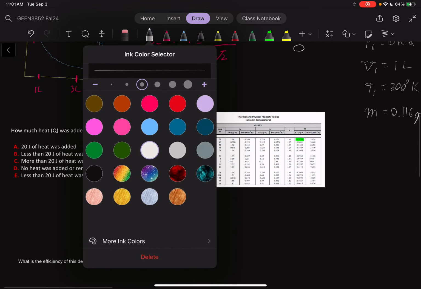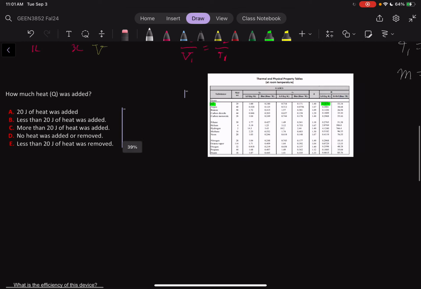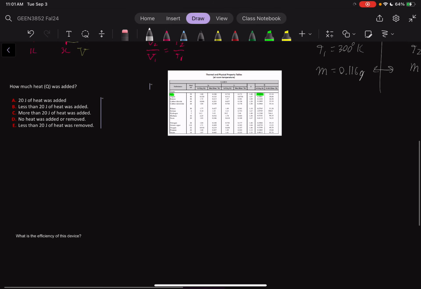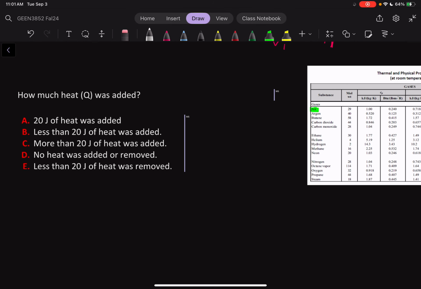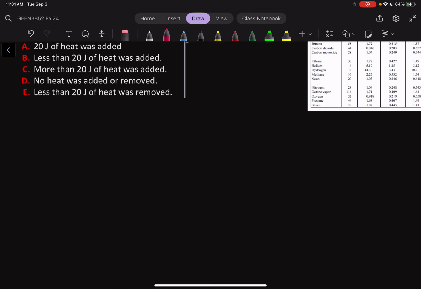Next question asks, what is the efficiency of this device? So we can solve this one. Sorry, I skipped ahead. Not what is the efficiency of the device. How much heat was added? I'm going to write out my energy balance here. So we know that for a closed system, Q in minus Q out plus work in minus work out is equal to the change in internal energy, delta U. And since this is air, an ideal gas, we know that delta U is equal to mCv delta T.